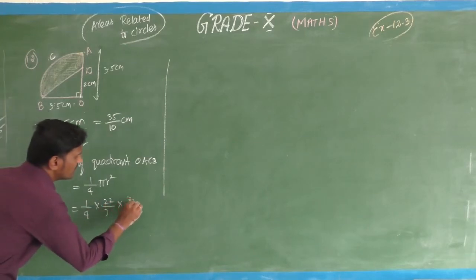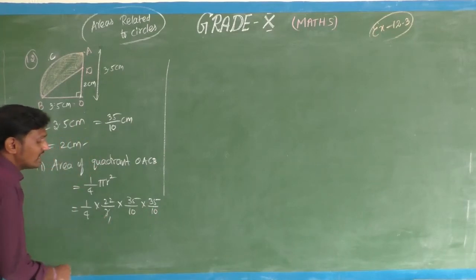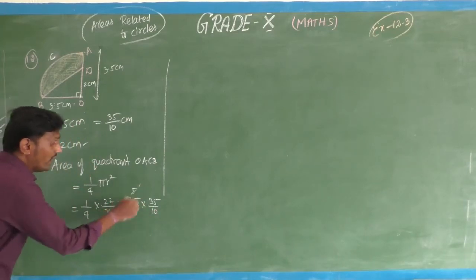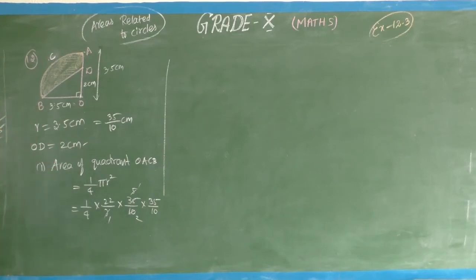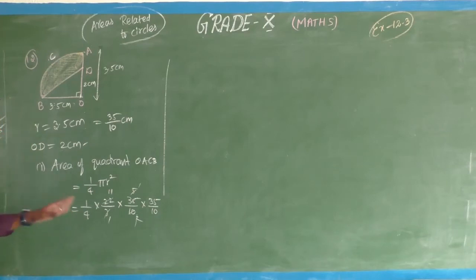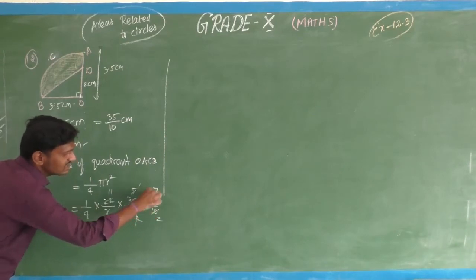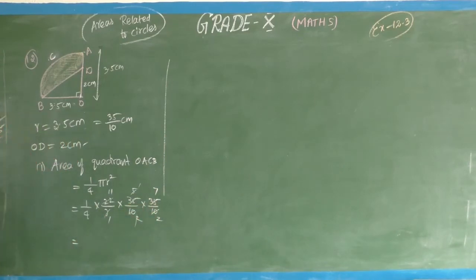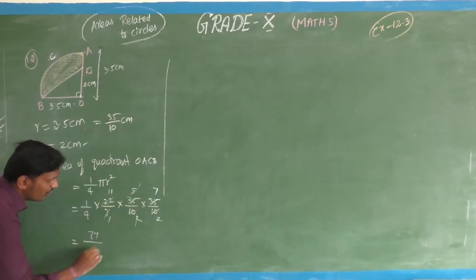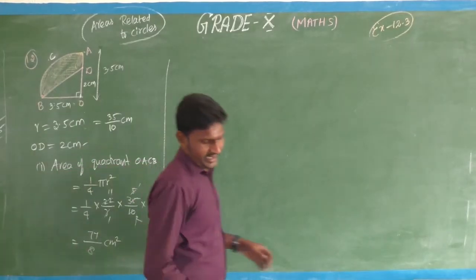Okay. Now 35 by 10 into 35 by 10. So for that 1 7 are 7, 5 7 are 35, 1 5 are 5, 2 5 are 10. Okay. Now 1 2 are 2, 11 2 are 22. Okay. So do you have anything cancelled here? Yes. By the table of 5, 2 5s are 10, 7 5s are 35. So the final answer you are going to get is 11 into 7 is 77 divided by 4 2s are 8 centimeter square.